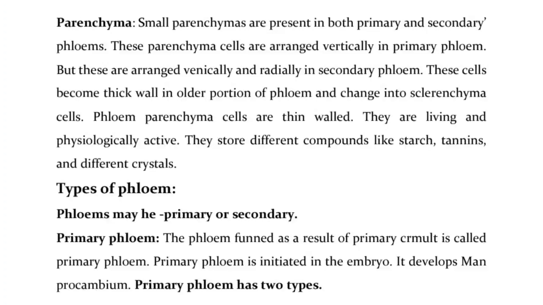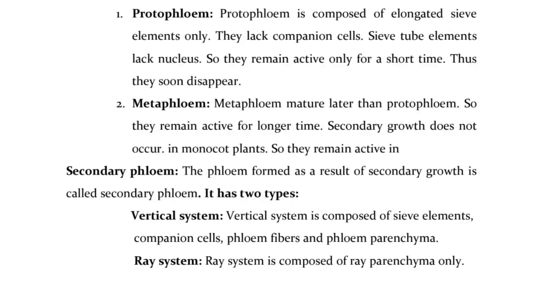Types of phloem. Phloem may be primary or secondary. Primary phloem. The phloem formed as a result of primary growth is called primary phloem. Primary phloem is initiated in the embryo. It develops from procambium. Primary phloem has two types. Point 1. Protophloem. Protophloem is composed of elongated sieve elements only. They lack companion cells. Sieve tube elements lack nucleus, so they remain active only for a short time. They soon disappear.